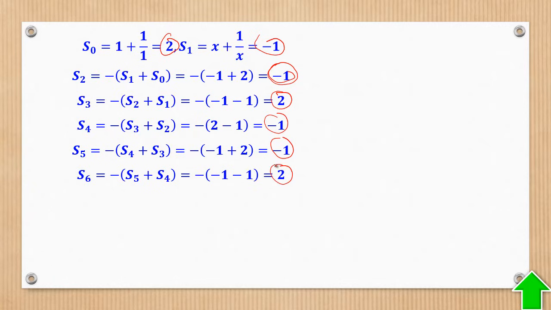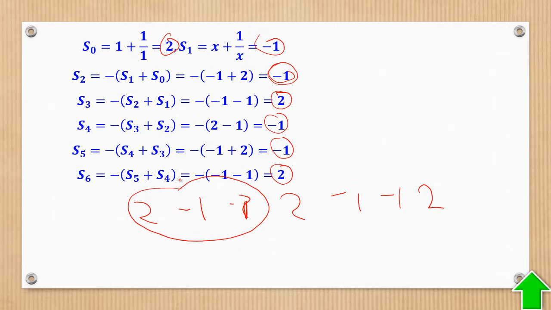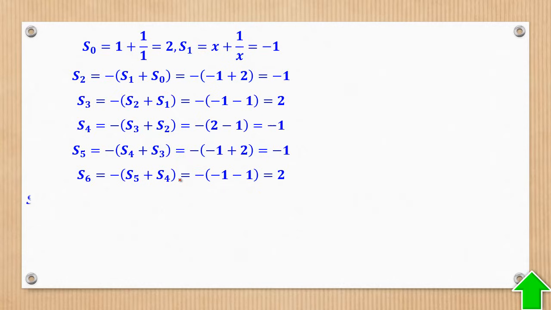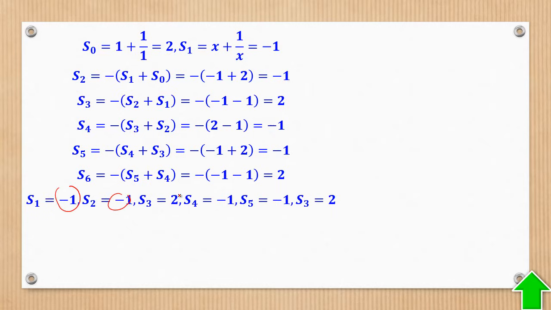The next is 2. Because the next is 2, it means that there is a pattern we should have identified. Because we began with 2, negative 1, negative 1. Then we went to 2, negative 1, negative 1, 2. Like that. So there is a pattern. The pattern is that it keeps repeating after every 3 terms. If you begin with 2, negative 1, negative 1, 2, negative 1, negative 1, 2, even the next will be negative 1, negative 1, 2, like that. So there is a pattern.